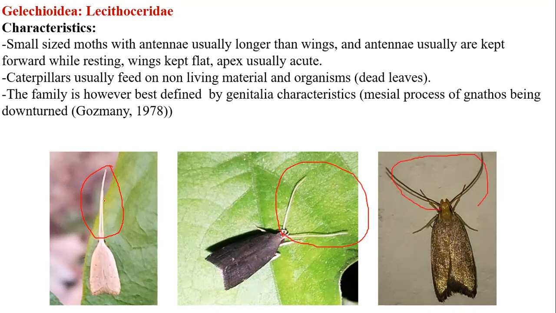And secondly, their caterpillars are very important because they feed on non-living material like dead leaves. However, the family is best defined by their genitalia characteristics, which is not visible from photographs, and we need to examine set specimens. But following these two things, I mean their posture and their antennae, I think that we can identify this family easily from photographs.